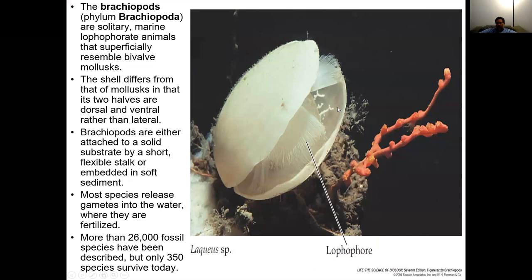Brachiopods are also another type of lophophorate because they have a U-shaped structure. You might not see it very easily in this picture, but it basically brings food in, travels through the U-shaped structure, and comes back out of a hole. It looks like a mollusk. It looks like a clam or something like that, but it is not a clam. It's a lophophorate, and it has a different body structure, but it has a lot of that mollusk appearance.